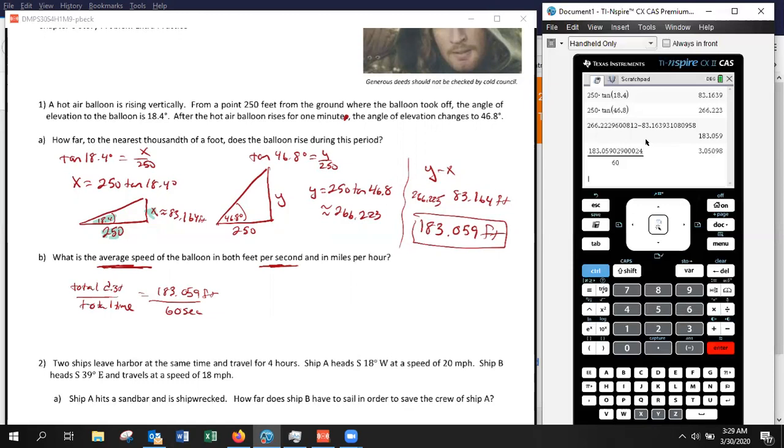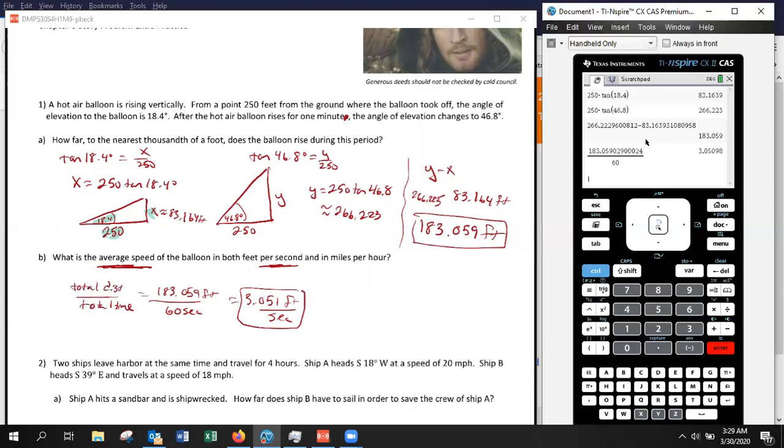And I get 3.051. So 3.051 feet per second. So that is question number two answered on that part. And then I also wanted miles per hour.